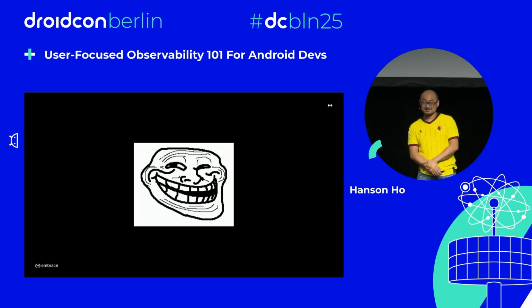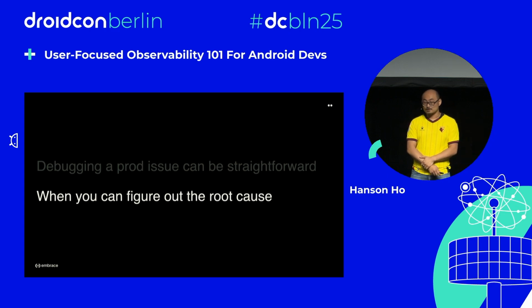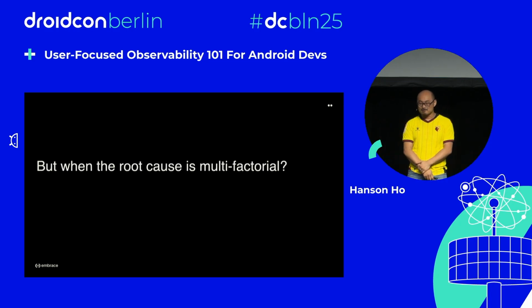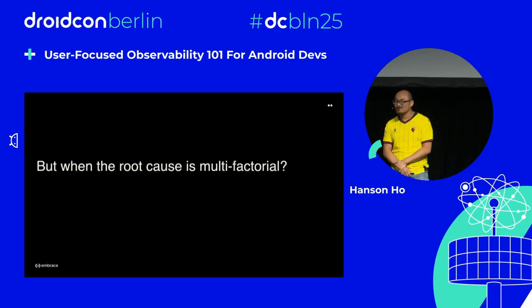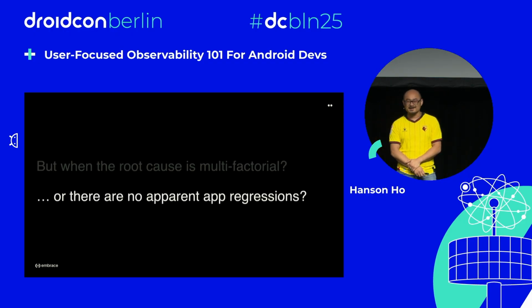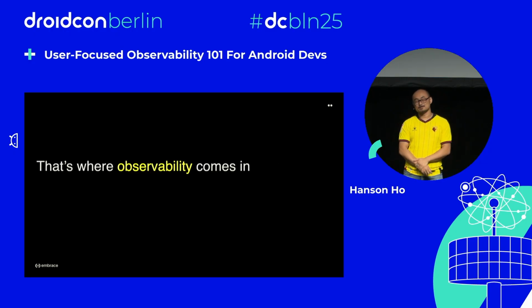No, not really, unfortunately. So debugging a prod issue can be this easy if you know what to look for and where to look for it. If you know what the root cause is, then it's easy. Or if you can reproduce the bug on your own device, also pretty easy. But when the cause is multifactorial or non-obvious, or when there are no apparent app regressions, oh, that's when it gets tricky. And that's when observability comes in.